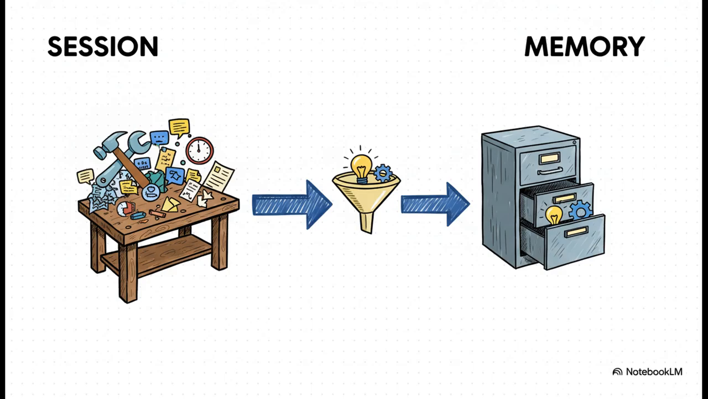And look, this difference is absolutely critical. Sessions are temporary. They just hold the raw, messy dialogue of a single conversation. Memory, though, is built for the long haul. It's persistent across many sessions. And it doesn't store all that messy dialogue. Nope. It stores the clean, extracted insights that we want the AI to remember about us forever.